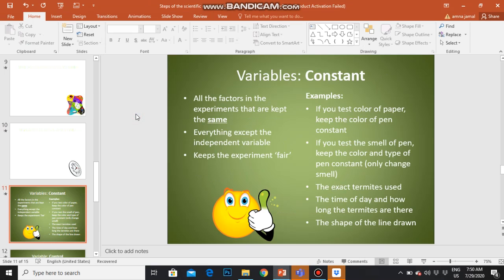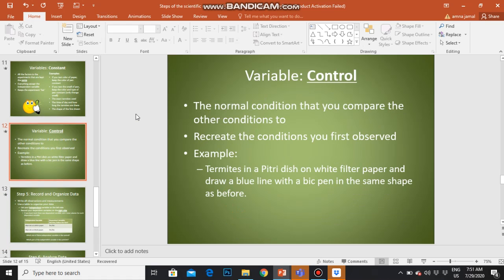Constant variables are all the factors in the experiment that are kept the same, everything except the independent variable, which keeps the experiment fair. So for example, if you test the color of paper, keep the color of the pen constant. If you test the smell of the pen, keep the color and type of the pen constant, only change the smell. The exact termites used, the time of the day and how long the termites are there, the shape of the line drawn. The constant is anything which you need to keep the same during the experiment.